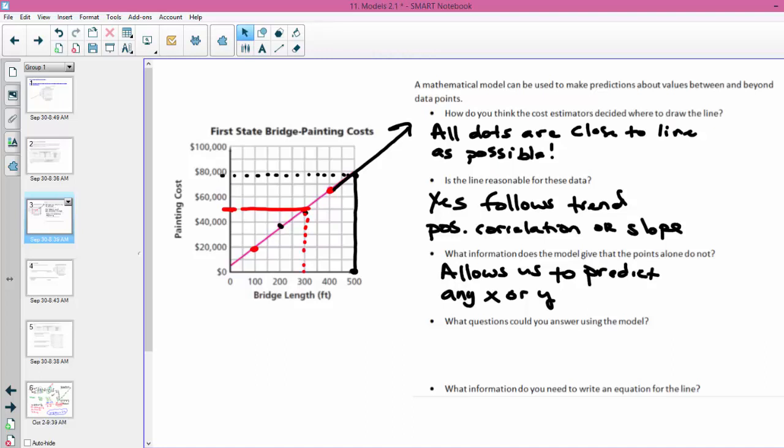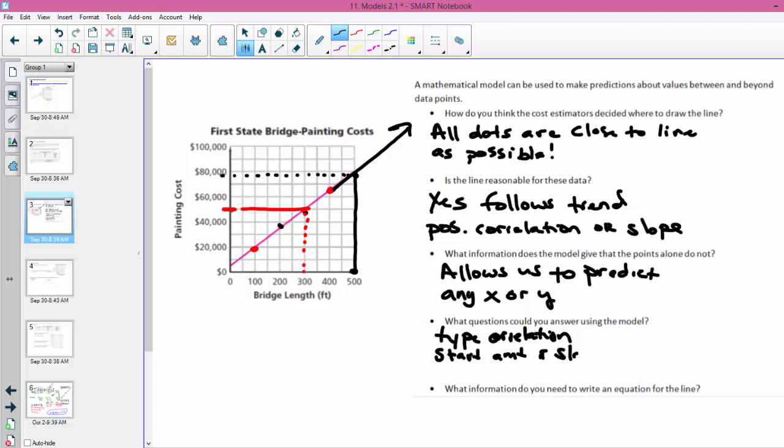What questions could you answer with the model? Well, that is one of them. You could answer what type of correlation, what the starting amount is, and the slope, and any predictions, and what the pattern tells us.